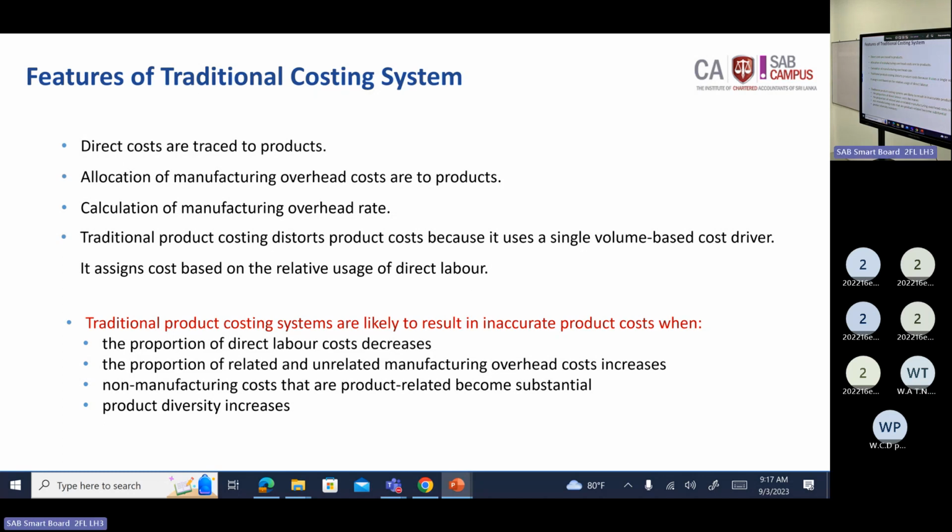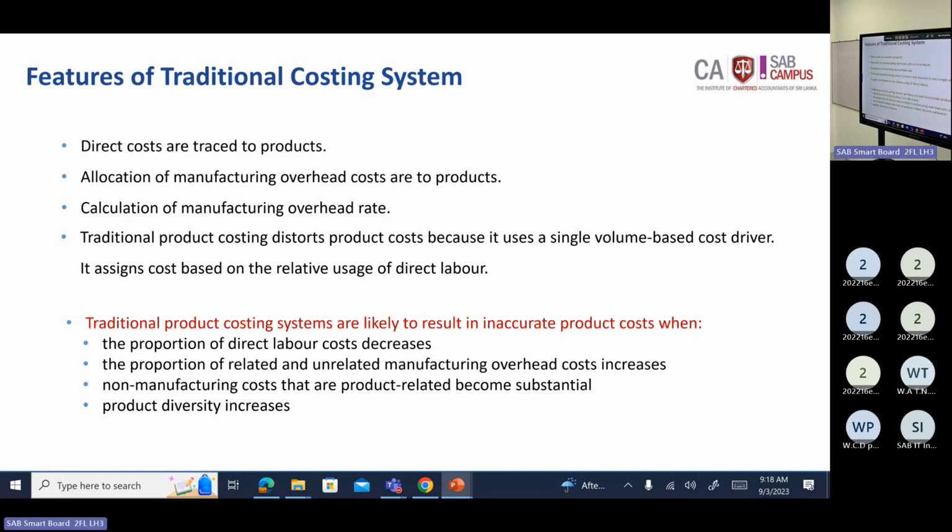So the proportion relating to manufacturing overhead cost increases with the increase of technology. Then non-manufacturing costs that are product related become substantial. Product related, non-manufacturing. Now, for pricing, normally to get correct pricing you have to consider all the costs, right? So compared with the direct cost, sometimes the price is very high because you want to cover the overhead cost.